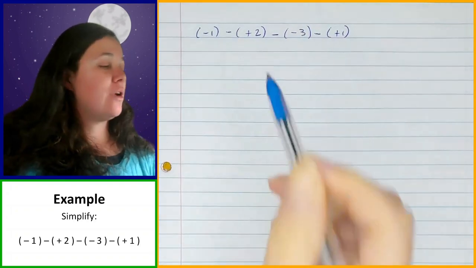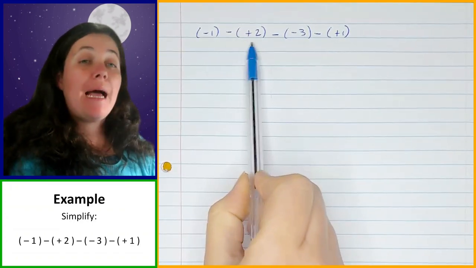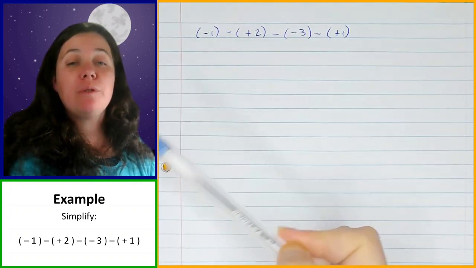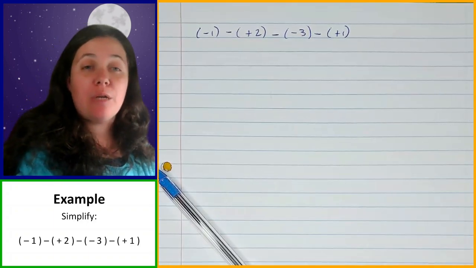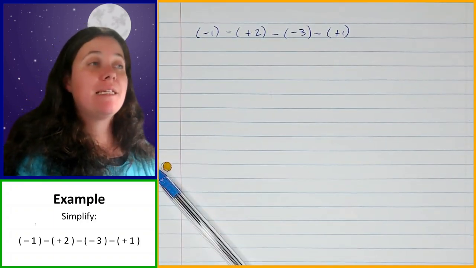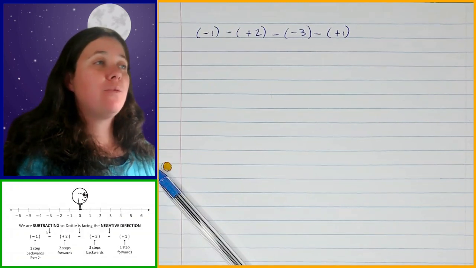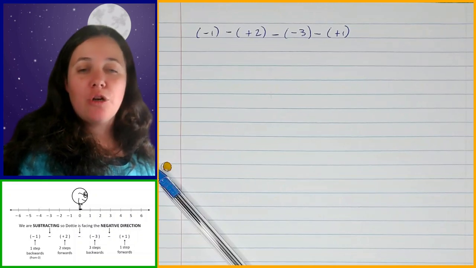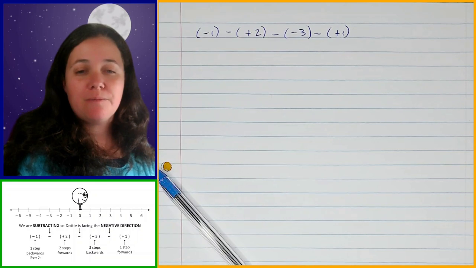Okay, so in our last lesson, we had integers too, but we were adding those integers. Today we're going to be subtracting the integers, and so it's going to look a little bit different and we work a little bit differently as well. But Dottie is still going to help us out with this one, just like she did in the last lesson. So here is Dottie, and we're going to be looking at her on the number line again. Okay, so let's have a look at what happens when she deals with this expression.